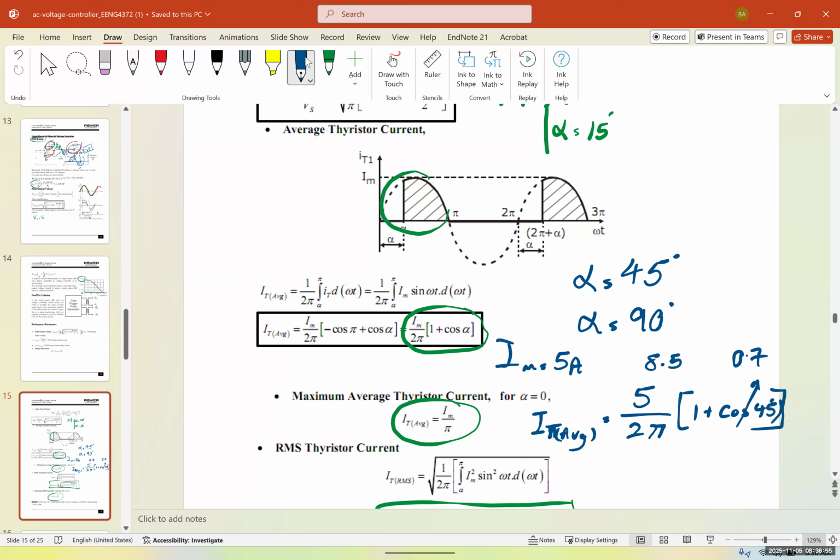It's going to be 1.35. Did you get the same thing? It's going to be 1.35. So the first one, it's going to be 1.35. And what about the second one?